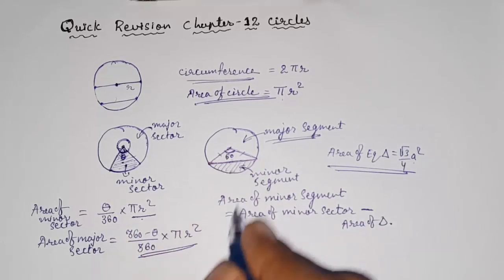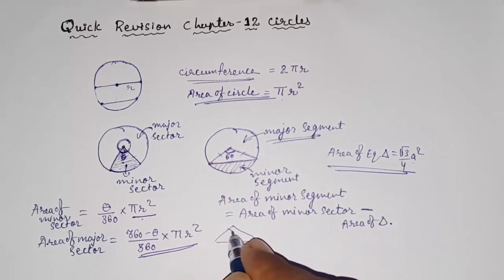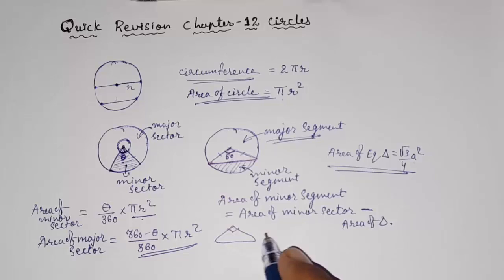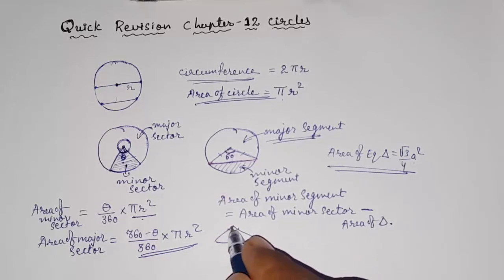Sometimes they will give you this angle as 90 degree. When it is 90 degree, you can find out the area of this triangle by the formula half into base into height. This side will become height and this one is base. So that way you can find it when it's 90 degree.